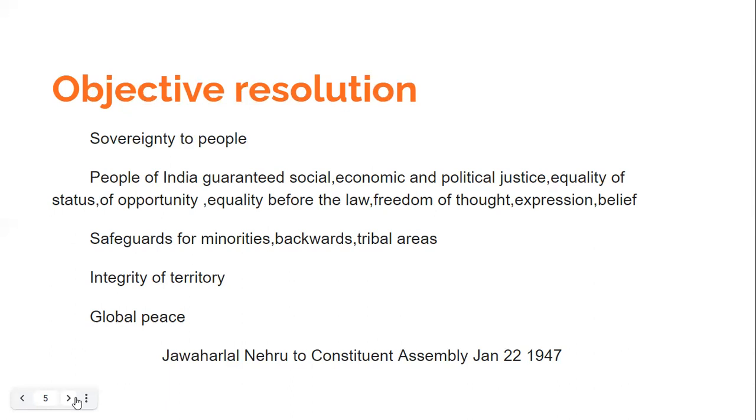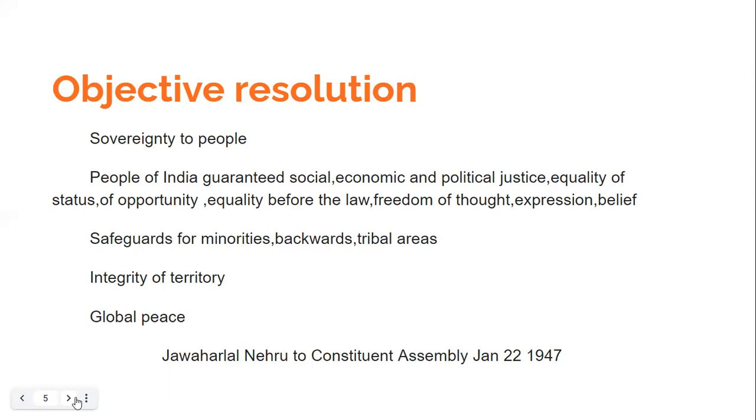So, freedom of thought, the freedom to express oneself, freedom to embrace any belief, any religion, or even atheism, whatever we want, we must have the freedom to embrace the belief. So this is one of the important resolutions about the Constitution.